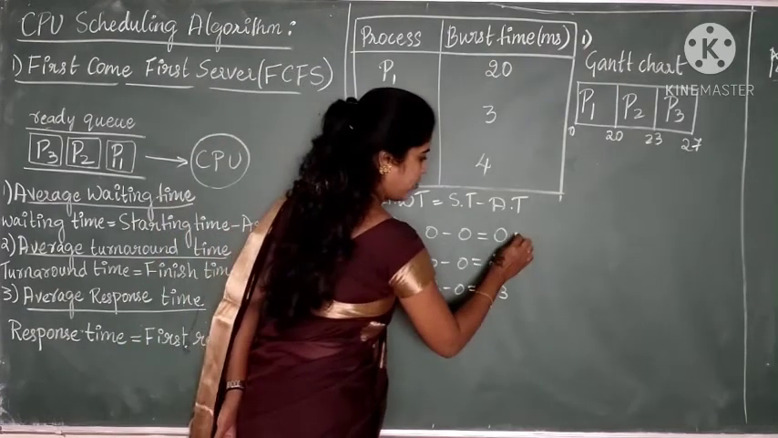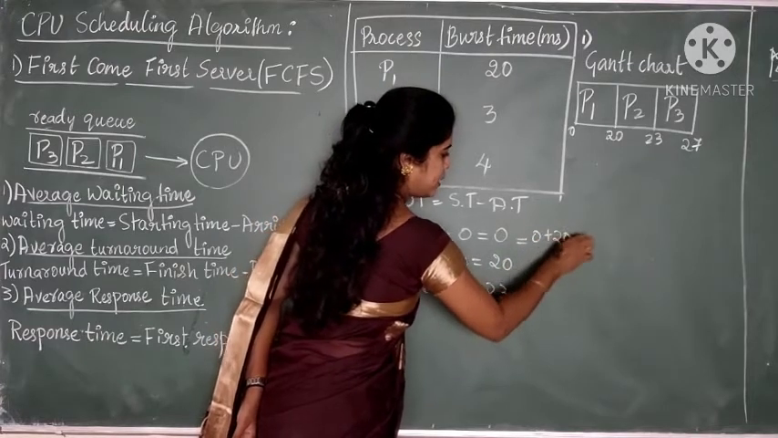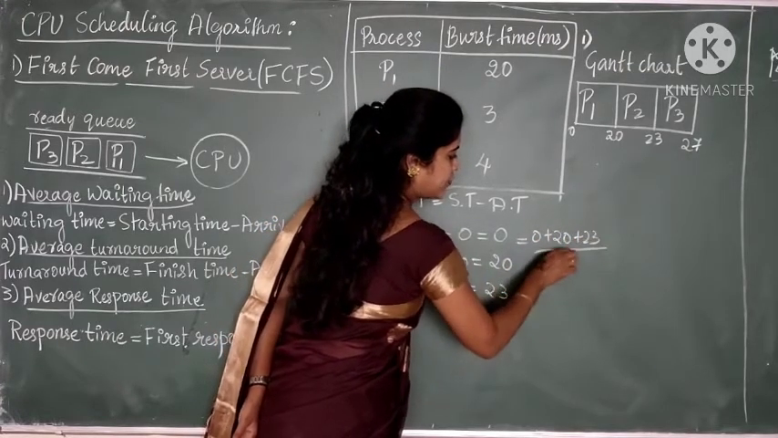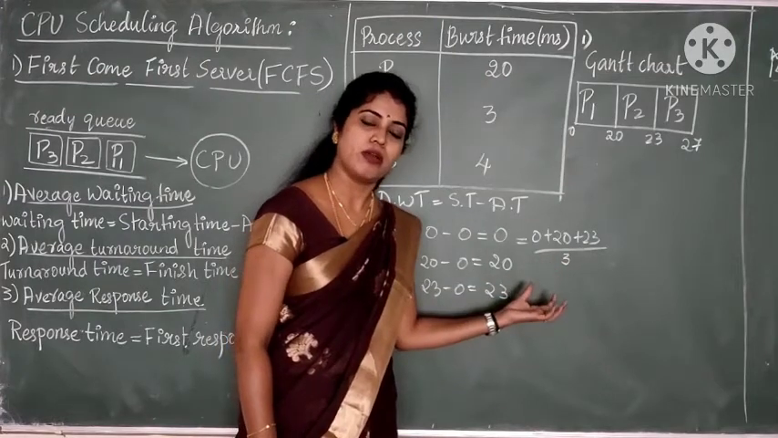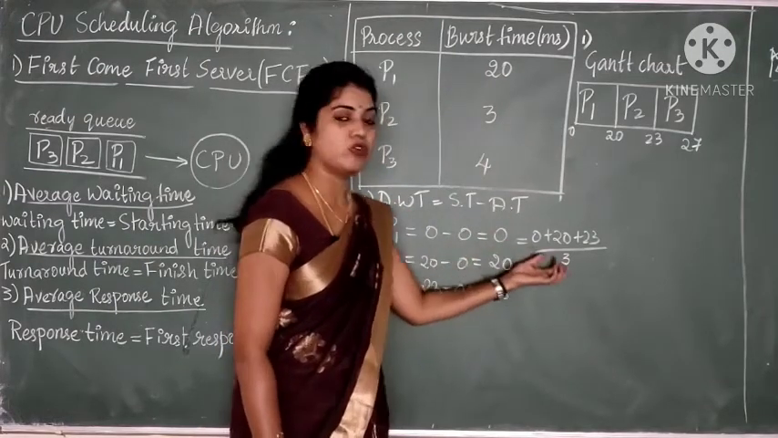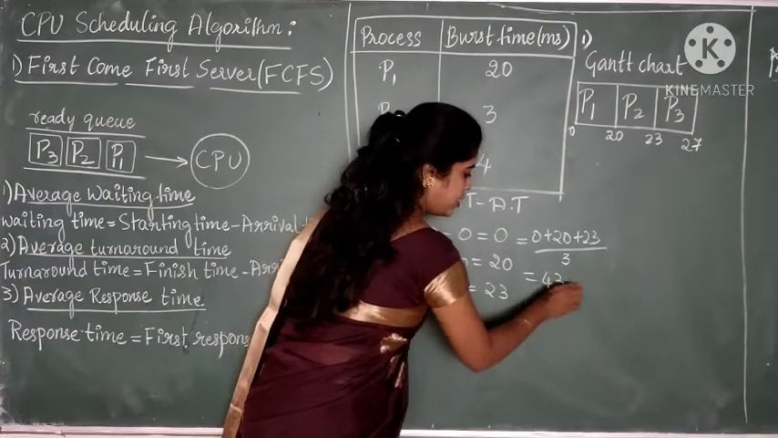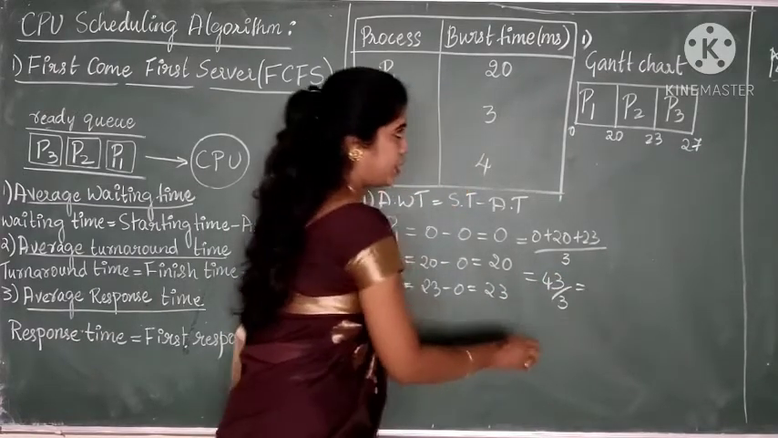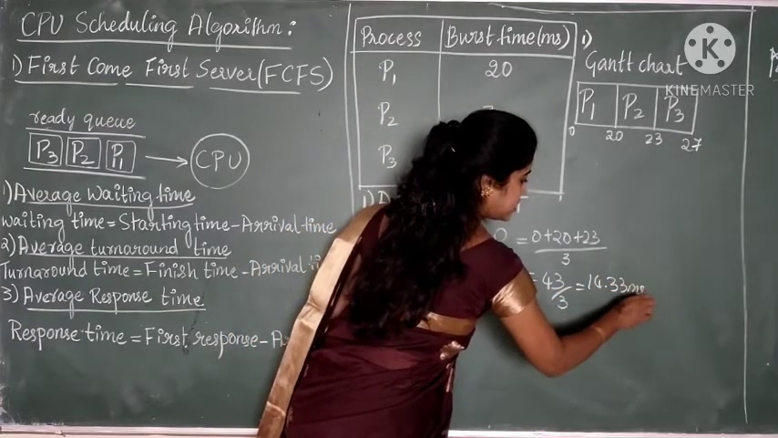For this you will calculate the average: 0 plus 20 plus 23, divided by 3. Why 3? Because how many processes are given in the table? 3 processes are given, because of that we divide by 3. So here you get 43 divided by 3, which is 14.33 milliseconds.